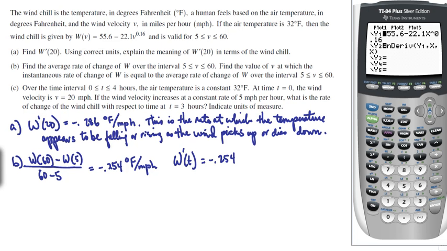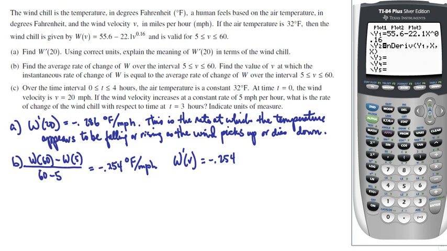Okay, I'm going to pick up where I left off in the last video with one small change. At the end I said w prime of t is equal to negative 0.254, and that should be w prime of v. So this is kind of a strange function and derivative. Usually we do things in terms of time, but here we're doing it in terms of velocity of the wind, which is in miles per hour. So I have the derivative here, and I need to find a graph for that.